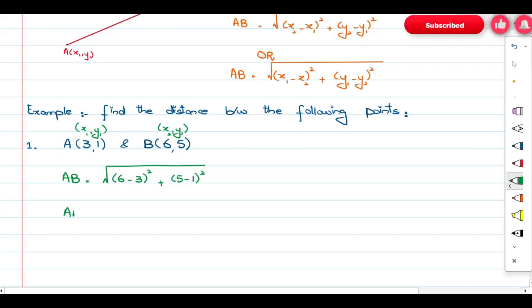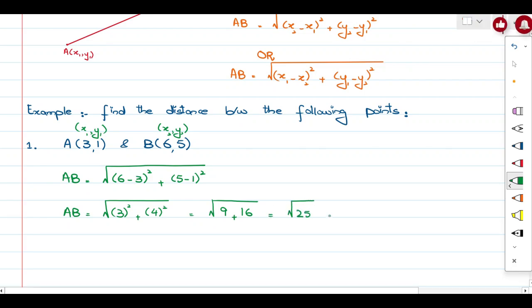Now we can say AB is from 6 take away 3, we are left with 3. So it's 3 square. From 5 take away 1, 4, so it's 4 square. So 3 square is 9, 4 square is 16. 16 plus 9 is 25 and root 25 is a perfect square, which is 5. So we can say the distance between the points AB is just 5 units, right? You can say just 5 units is the distance between these 2 points.